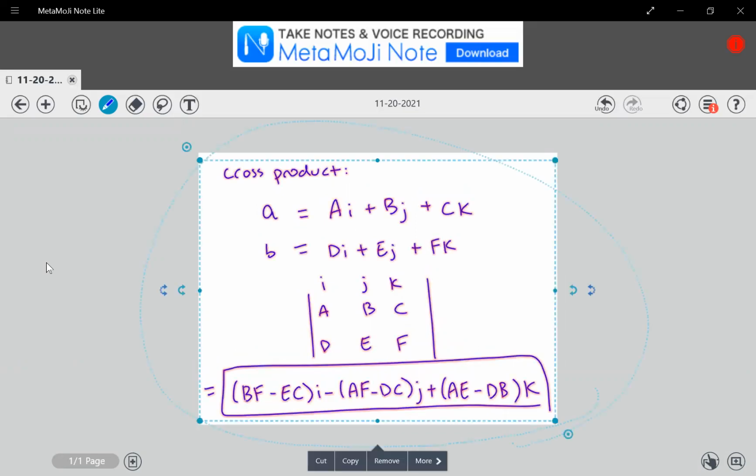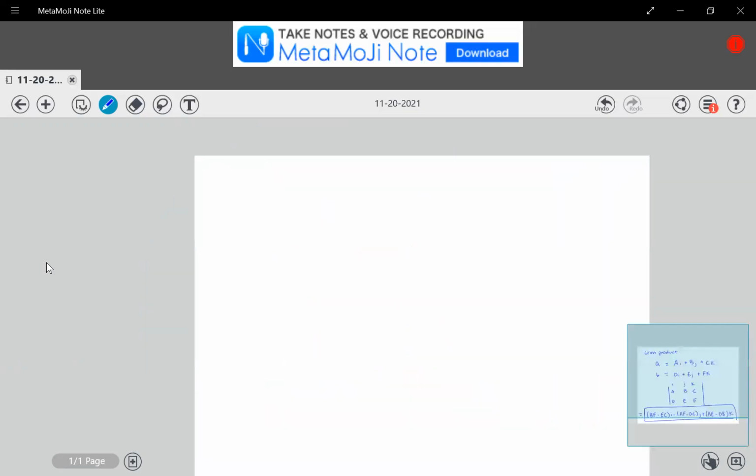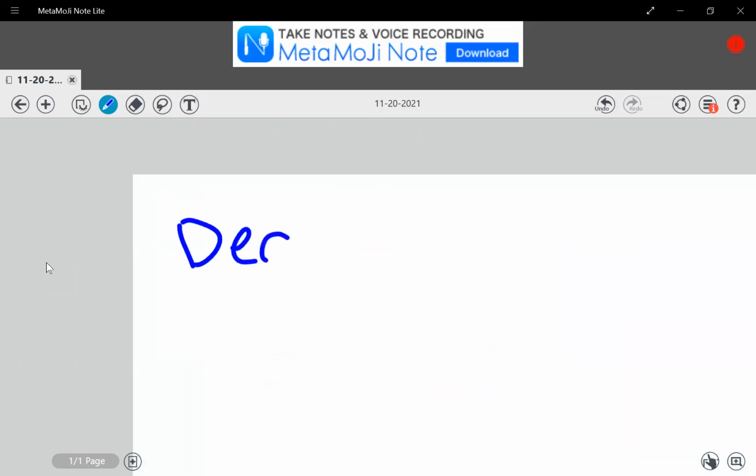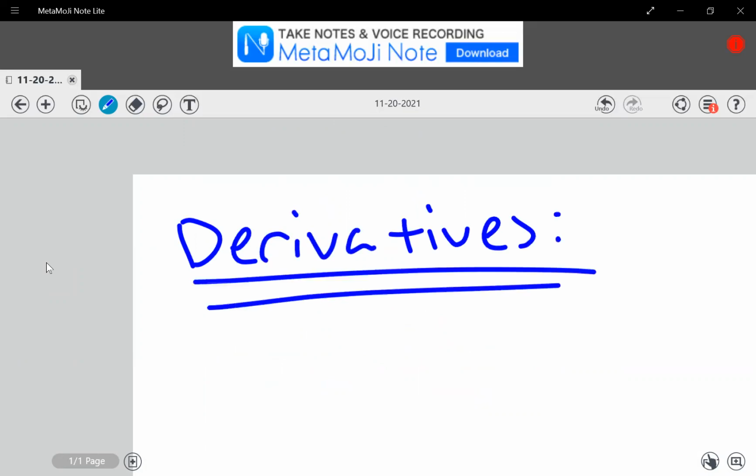Actual problem. Okay. So the last part of this is derivatives. And let me just go ahead and check which derivatives this covers.